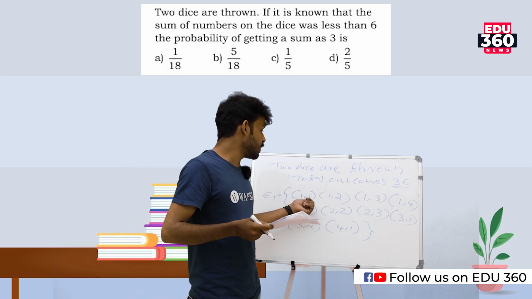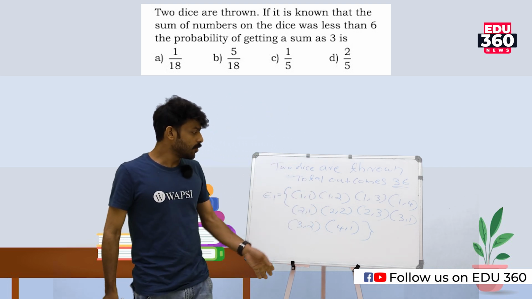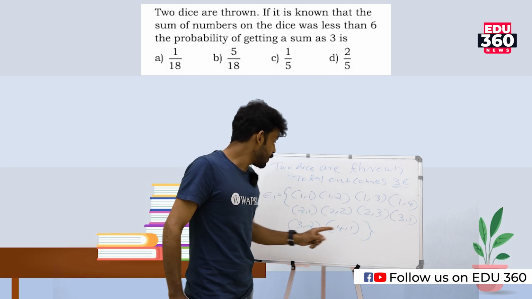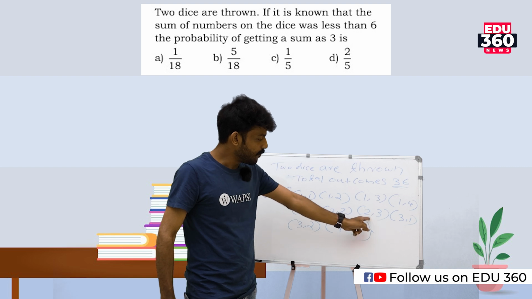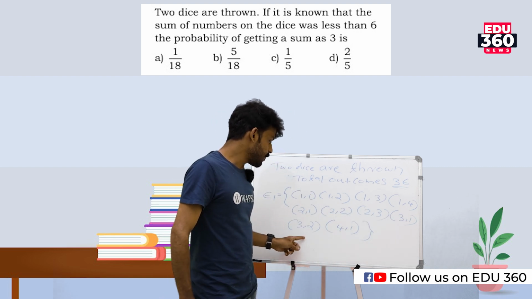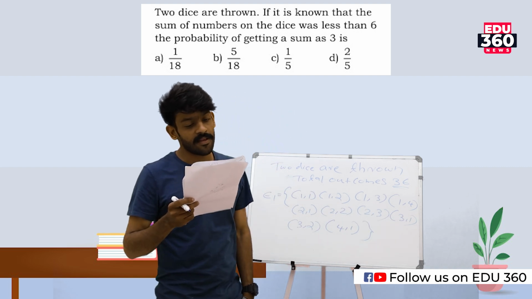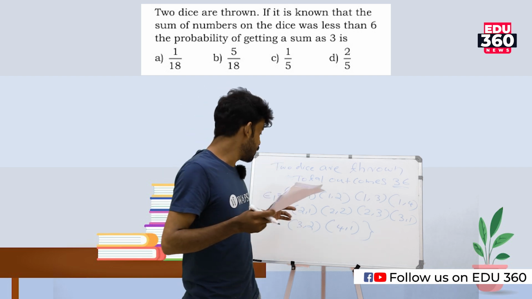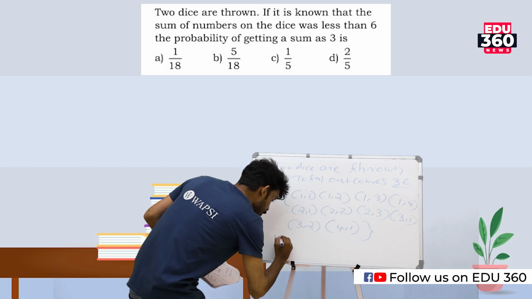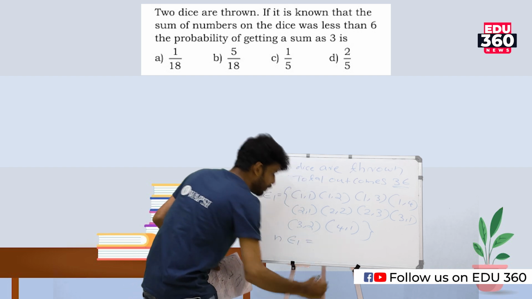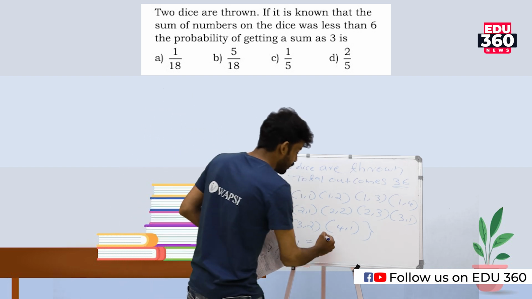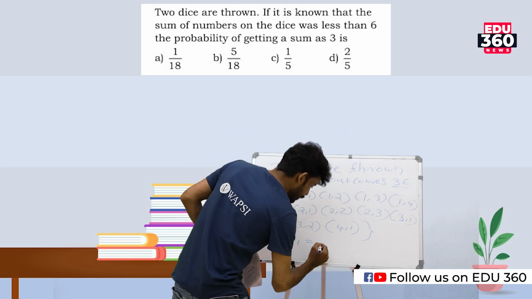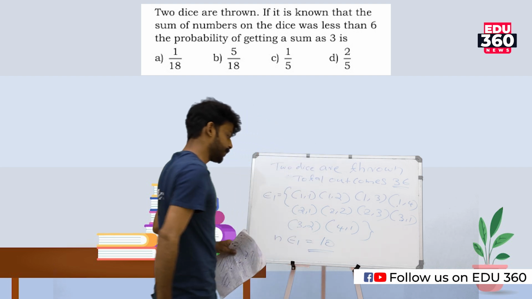What is the sum of each of these? Here I'm going to tell the sums: 2, 3, 4, 5, 3, 4, 5, 4 and 5, 5. So you can see that the sum of numbers on the dice was less than 6. So this is E1. The number of elements of E1, n of E1, is equal to 10.